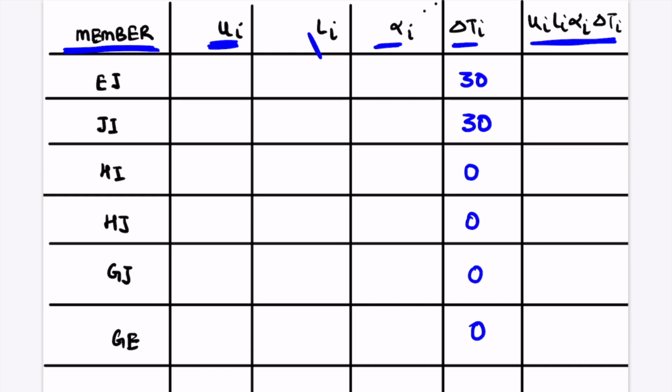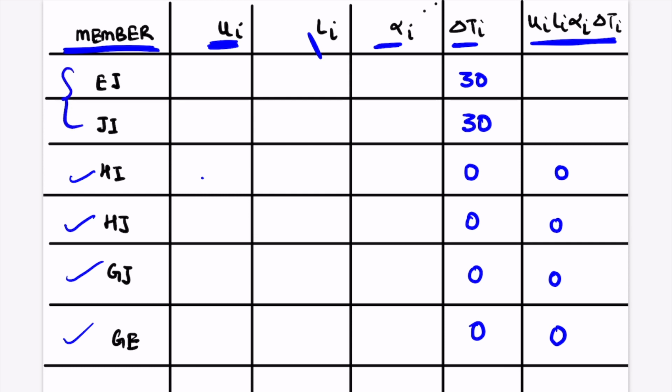So we can see that we do not have to fill all these columns for all these members. Why? Because finally when we'll multiply it with delta T, all the things will become 0. We only have to care about now these two members, that is EJ and IJ.